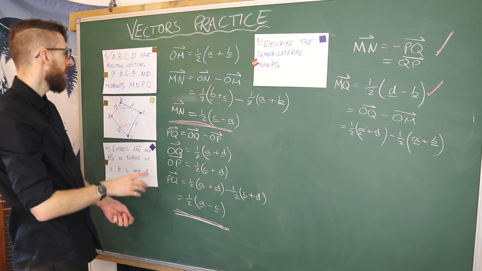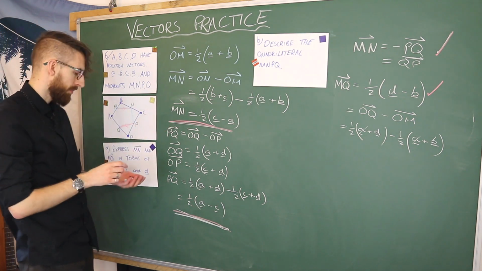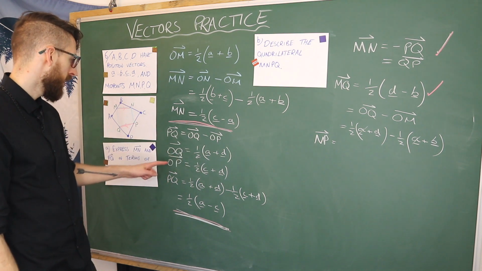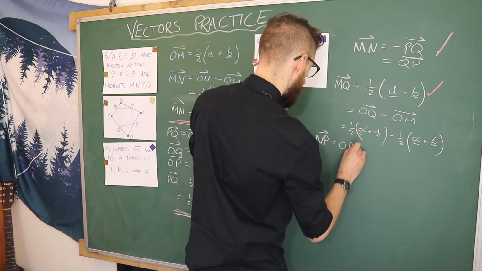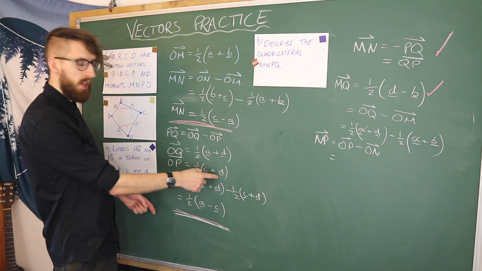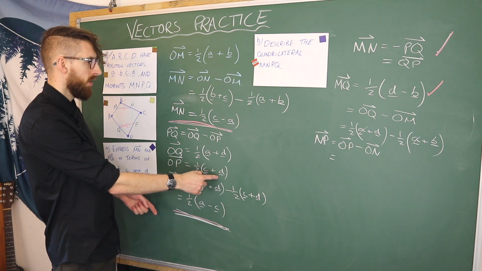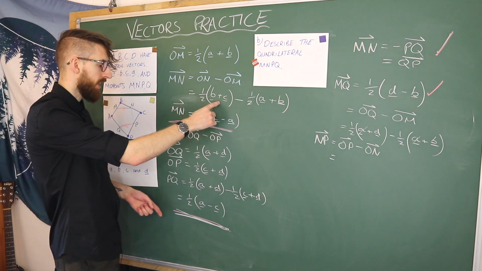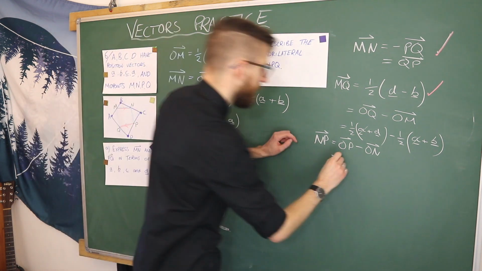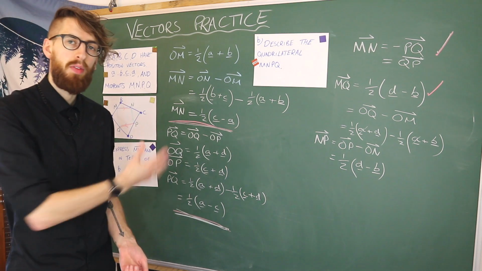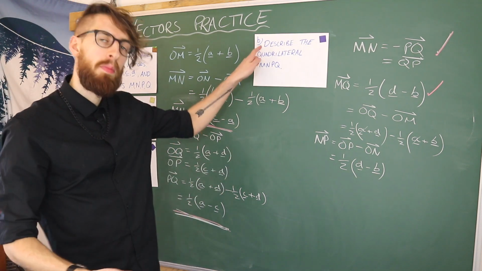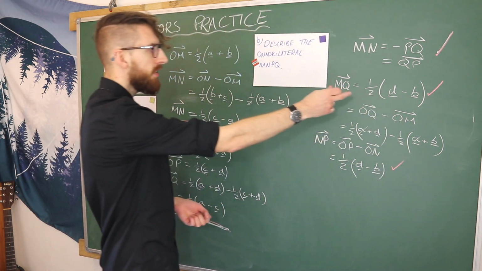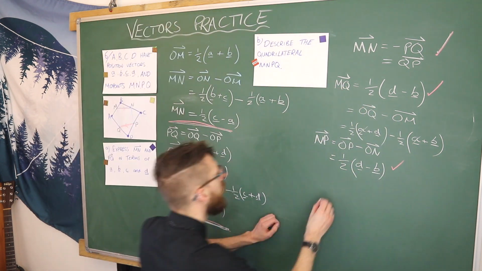So we know that's right, but we still need to check, is it the same as NP? So NP is OP minus ON. We've got this from here. OP is C plus D, then we're minusing ON, which is this one. So we're going to get C's cancelling and it's going to be D minus B. Good, we've used our previous result. Usually in B questions we use our previous result, so I'm happy at that. So notice MQ is the same as NP.